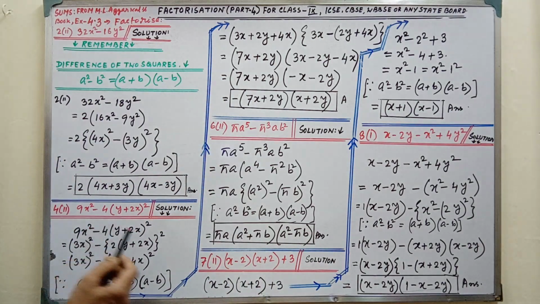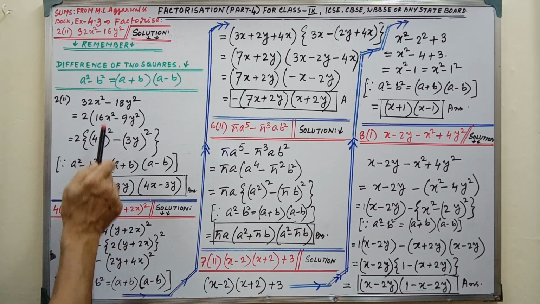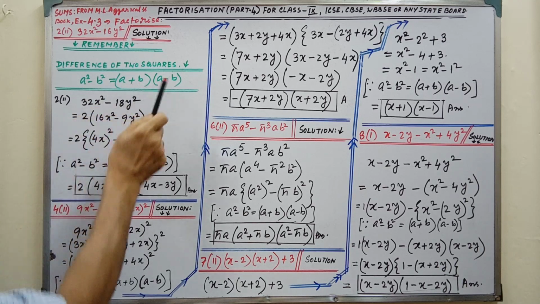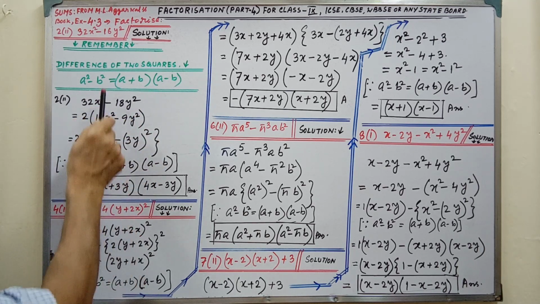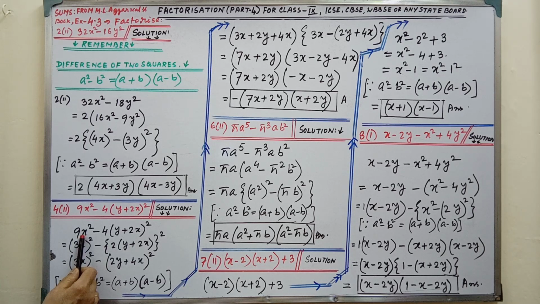Next sum, same way, after looking at the sum, we have to convert to the frame of the formula. This is not exactly in this frame. So 9x square, we may write 3x whole square. Here is 4, so we may write it 2 into y plus 2x whole square. Then we are getting a square minus b square. In place of a, that is 3x, in place of b, that is 2y plus 4x.